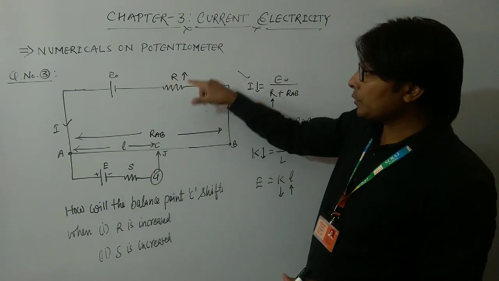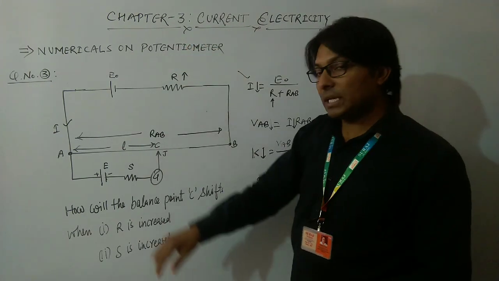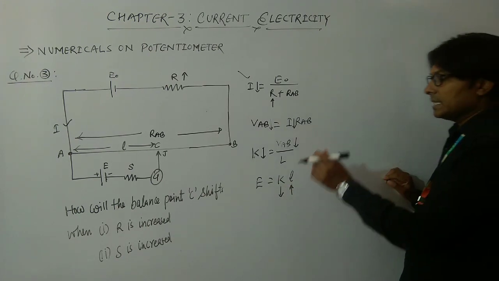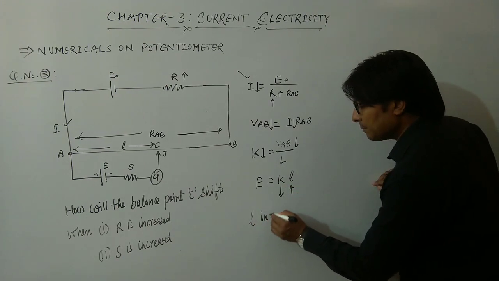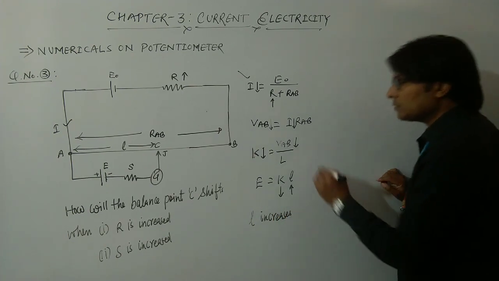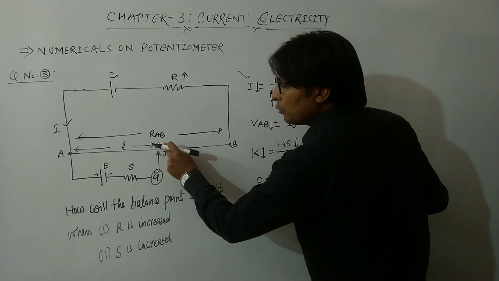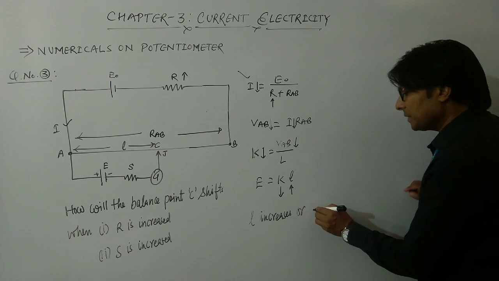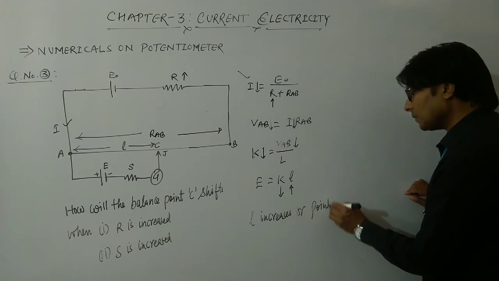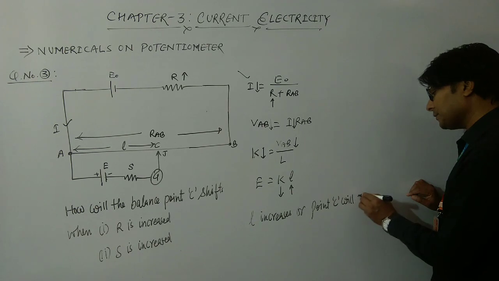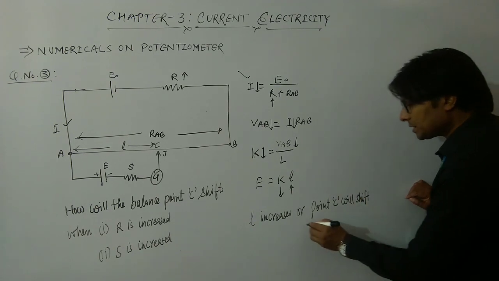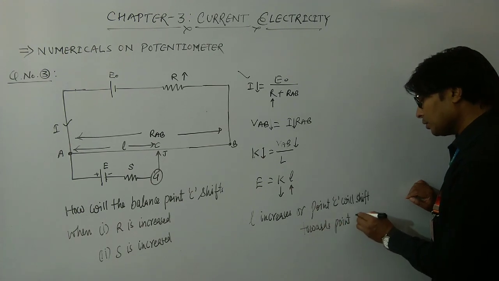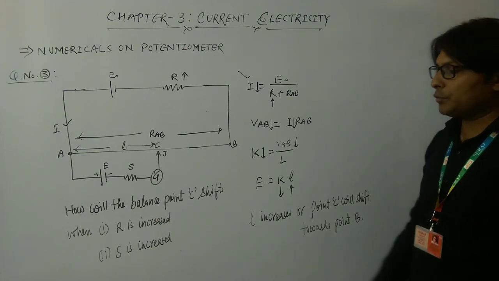So what is the effect of increasing this resistance on the balance length? Since K decreases, L increases, so the balance length increases. In other words, the balance point C will shift towards point B. So this will be the answer of the very first part.